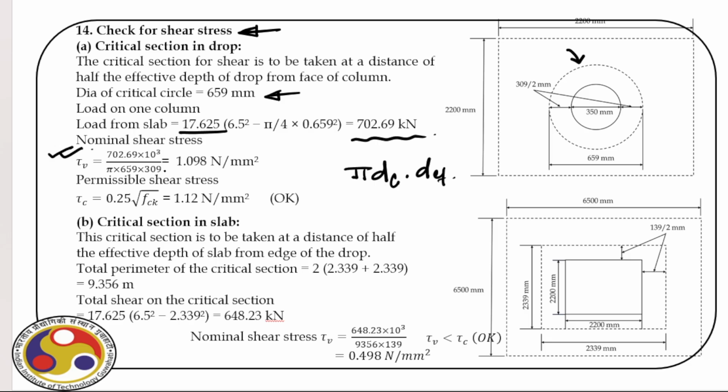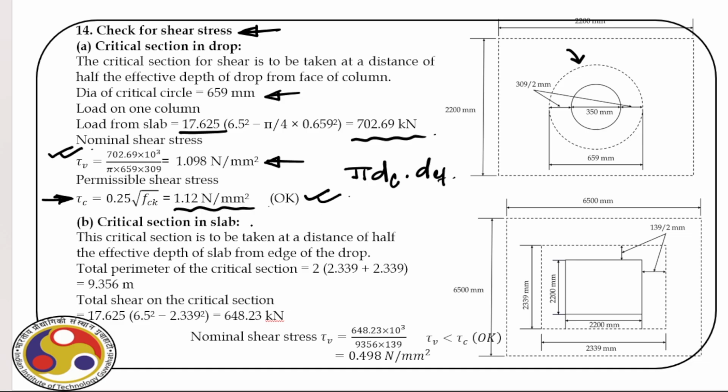So the effective depth is 309. So we find out the tau V, which is 1.098 Newton per millimeter square. Now next is the permissible stress, which is tau C, that is 0.25 times square root of FCK, which is 1.12 Newton per millimeter square. So that means it is okay, because our tau V is less than tau C.